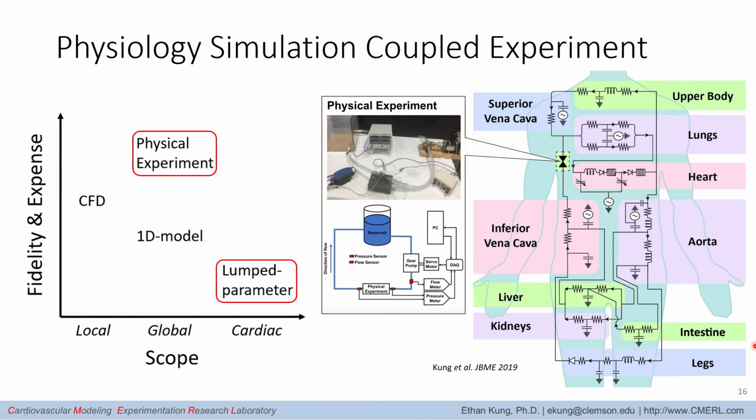What this gives you is that you can have the fidelity of a physical experiment in the part where you need it, and at the same time have the scope that the LPN is able to offer. So, for example, you can use this to directly test a medical device, but in the context of patient physiologic feedback. This was published earlier this year in JBME, and I'd be happy to talk to you more about it if you're interested in knowing more about this technology.